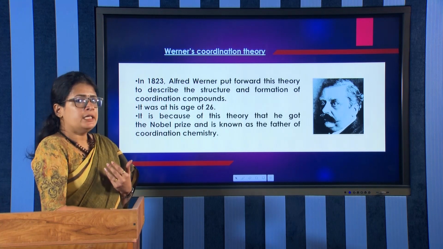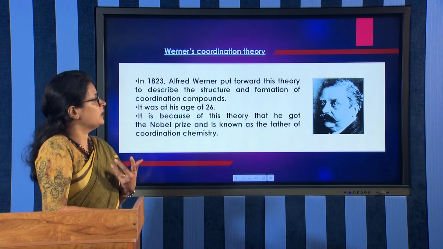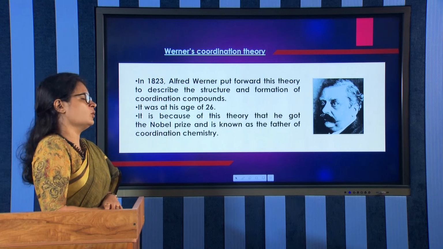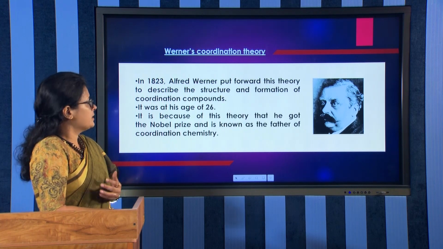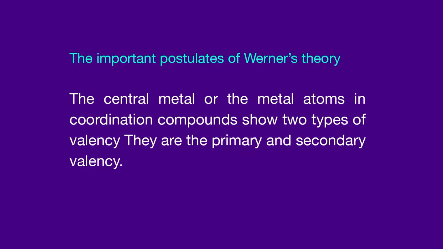It was in 1823 that Alfred Werner put forward his famous theory to describe the structure and formation of coordination compounds, and it was at his age of 26. It is because of this theory that he got the Nobel Prize. Here are the important postulates of Werner's coordination theory.